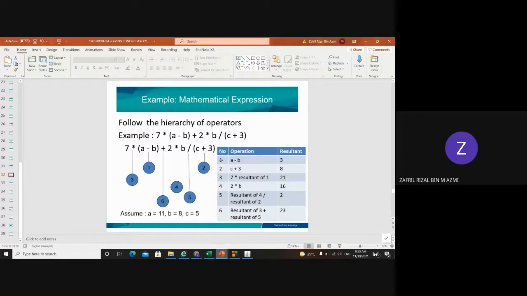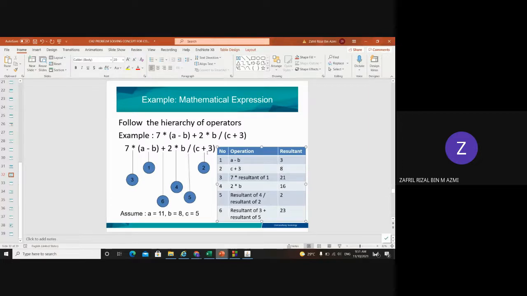So first step, find the brackets. We have two brackets. Where do we start first? The most left. So this is 1. Process number 1, A minus B, the result is 3. Then process number 2, the result is 8. Then process number 3.